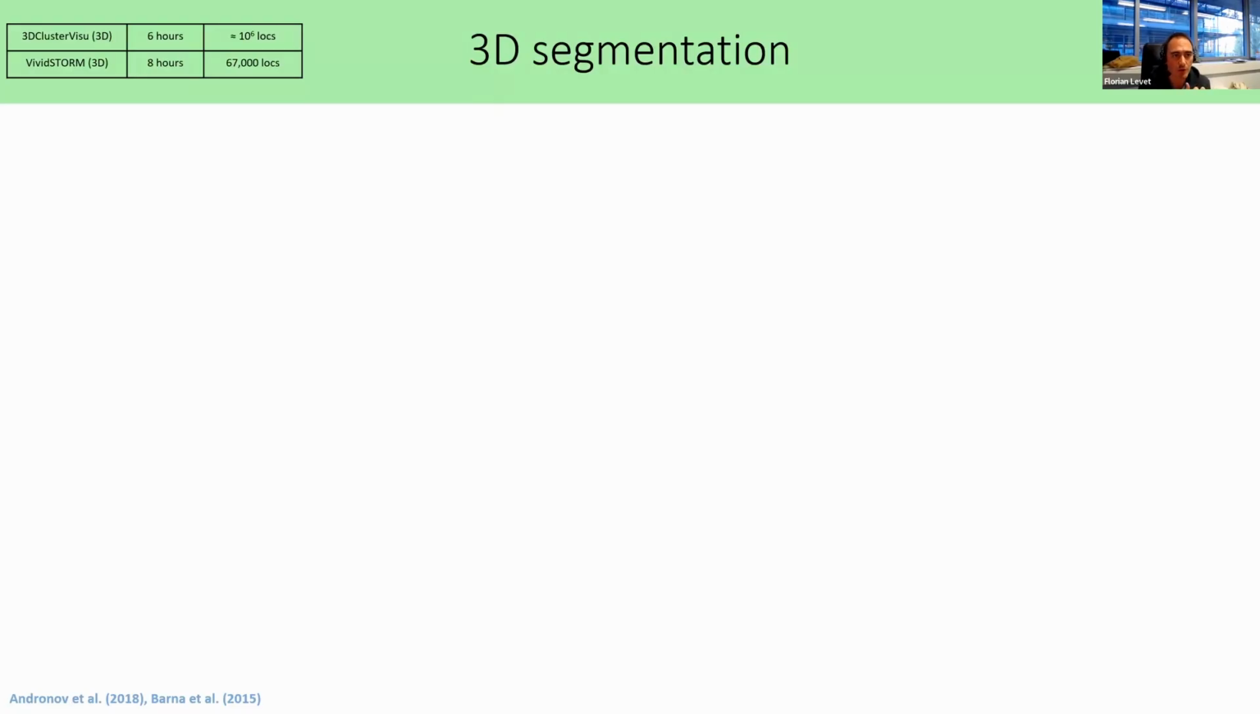There were very few methods available to do 3D quantification of single molecule localization microscopy. In particular, there were Vivid Storm and 3D cluster vision. Vivid Storm was using DBScan. 3D cluster vision was using Voronoi tessellation, but these two methods were horribly long, like hours, to quantify a maximum of 100,000 localizations. So not really something that you can use in a biological lab.